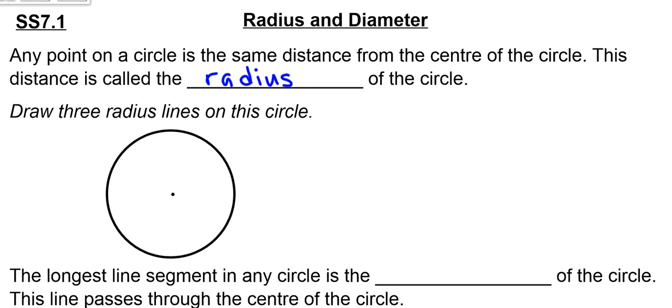So if I'm looking at this circle here and it asks me to draw 3 radius lines, I might choose to do one here, I might choose to do one here, and I might choose to do one here. Doesn't matter where I put them, as long as they start at that center dot and go all the way to the outside of the circle. Now, ideally, they are also perfectly straight. This one here is not perfectly straight, but you get the idea of what is going on.